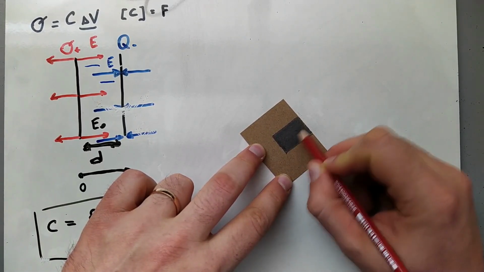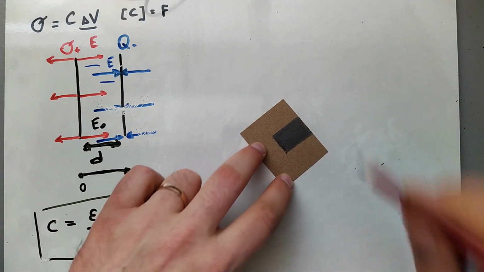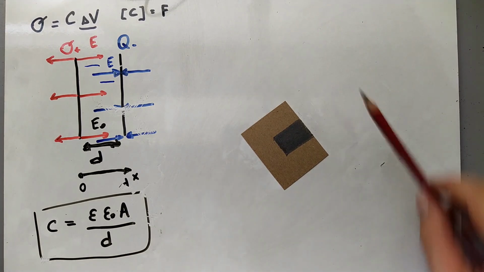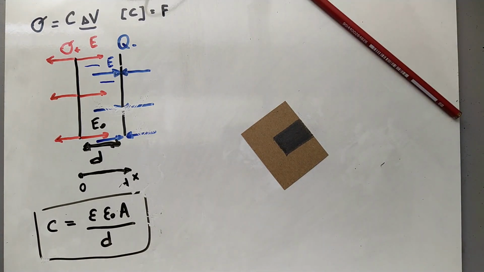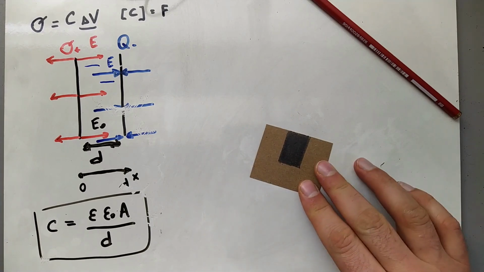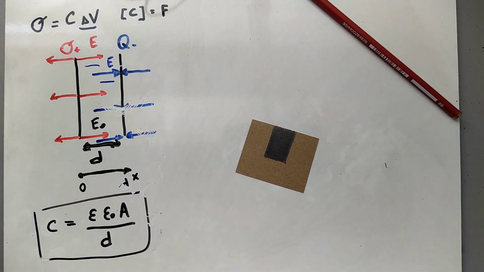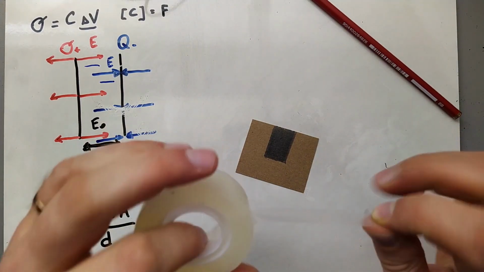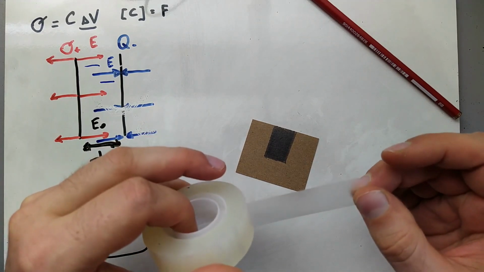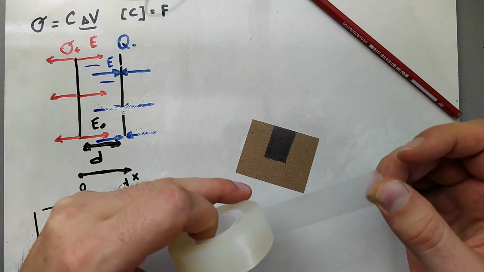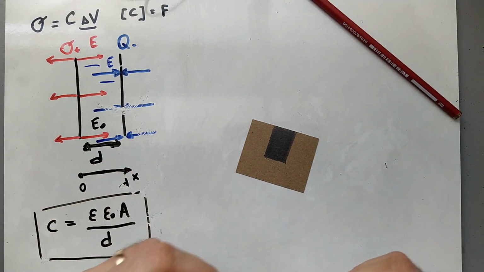However, it is good for demonstration of the parallel plate capacitor, because we don't require here very high conductivity. So now we have one electrode on this card, and we can deposit the dielectric layer.